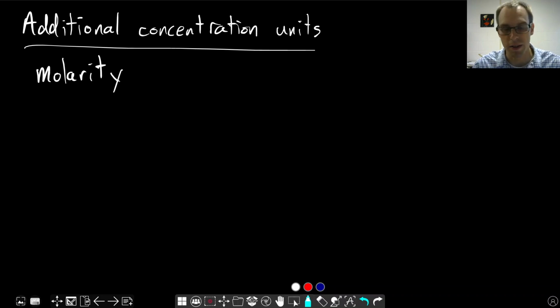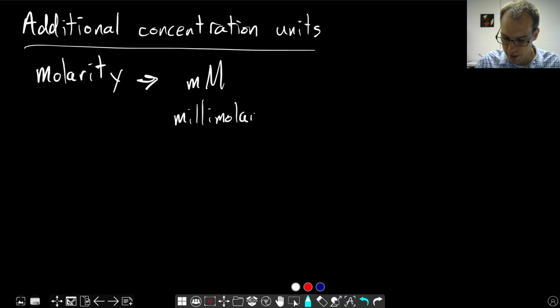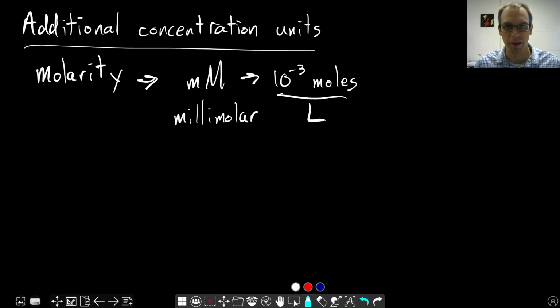One way is to just use molarity, but express it using the SI prefixes. So we can do things like millimolar. This is the idea of molarity, but now it's times 10 to the minus 3 moles per liter, just like you would add a factor for a milligram.